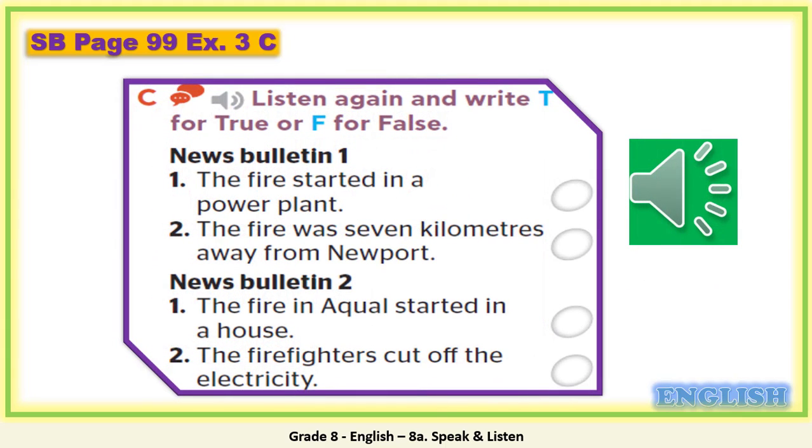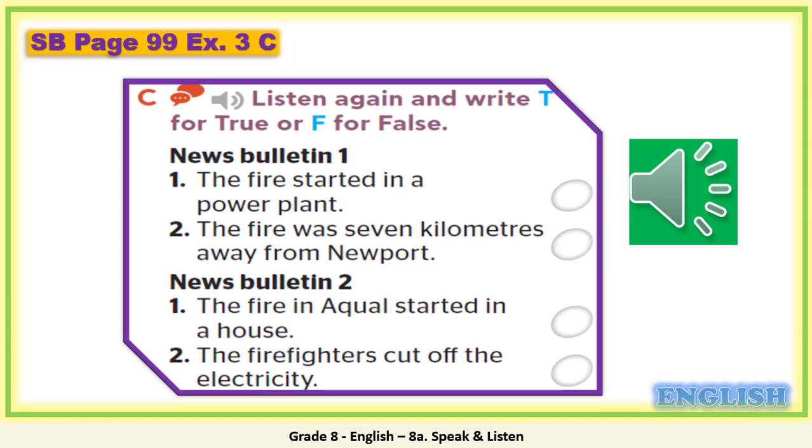Now let's move to part C. You will listen again and write T for true and F for false. Are you ready to listen? Let's listen. C. Listen again and write T for true or F for false.